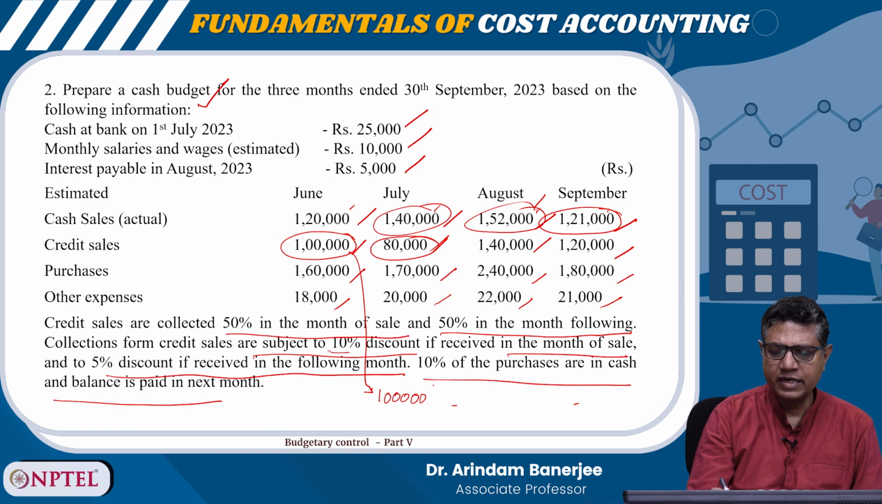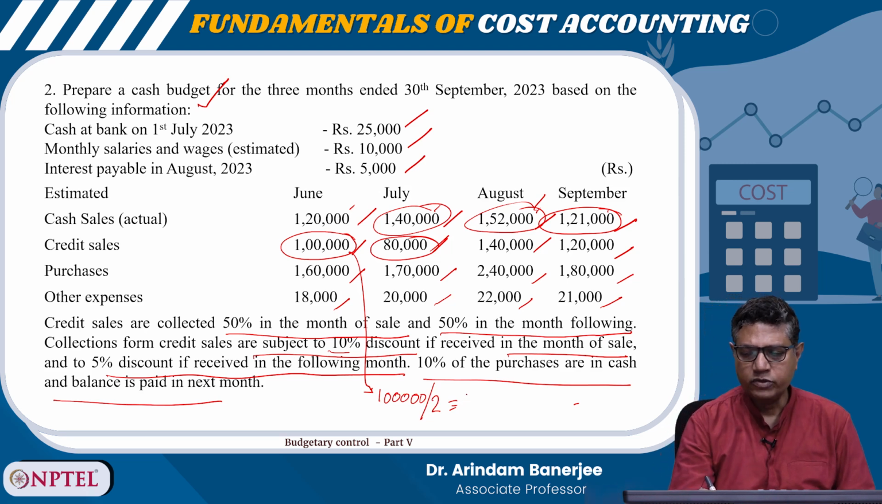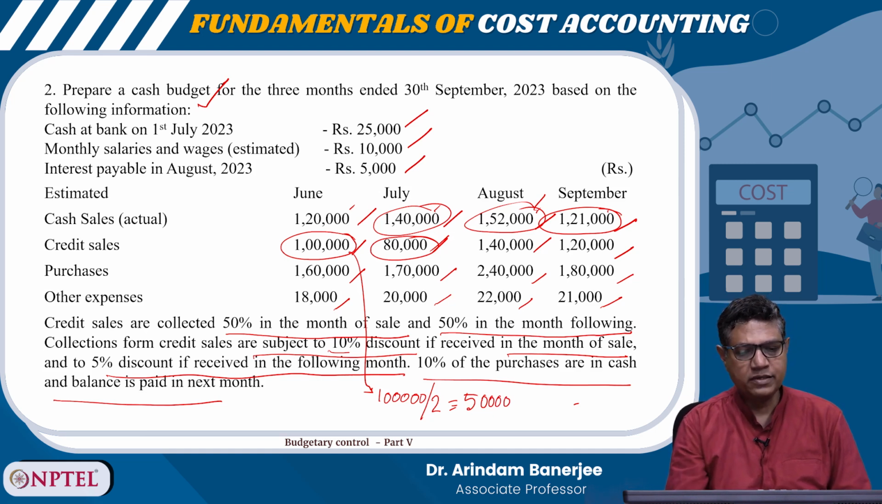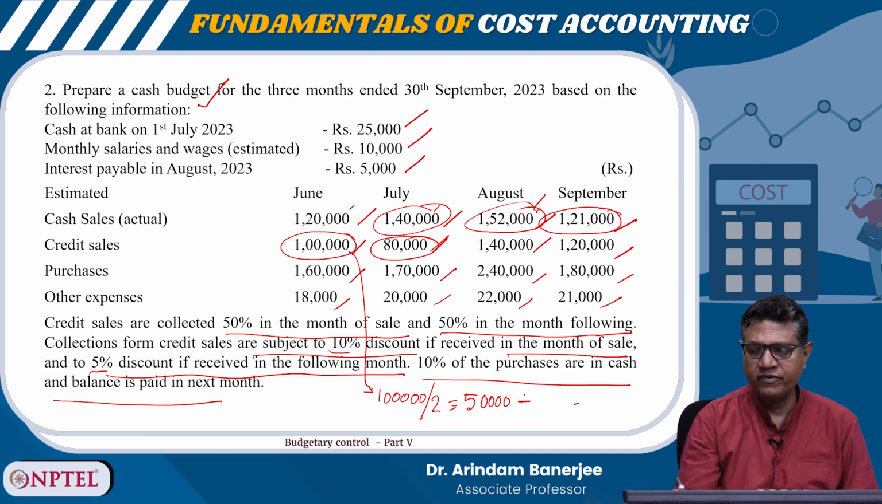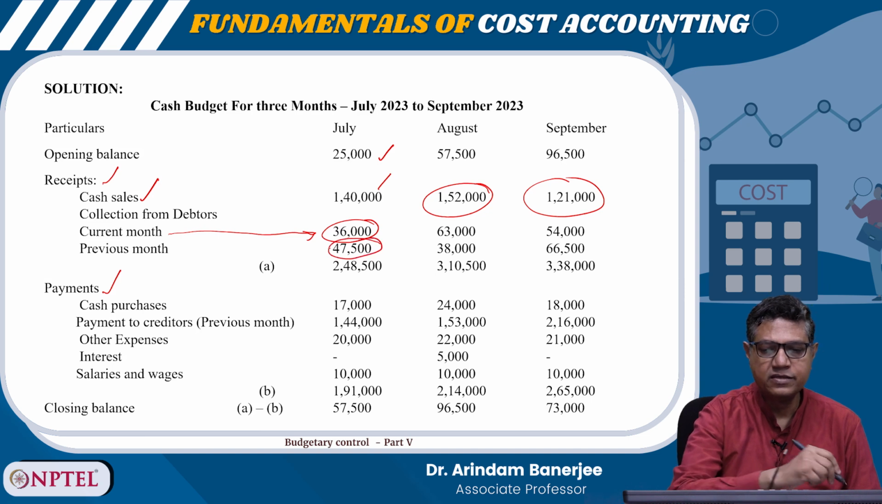So, out of this 1 lakh, the 50% comes to 50,000. And when it is collected in July, in the next month, the discount rate is 5%. So, 5% of 50,000 is 2,500. So, it is coming to 47,500, right.